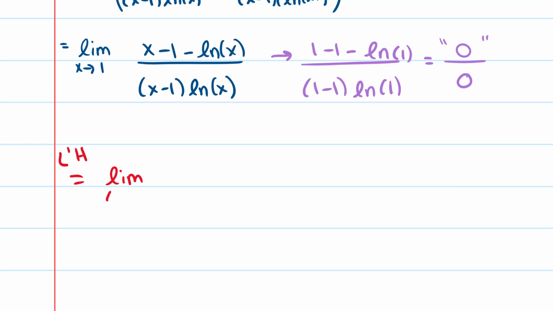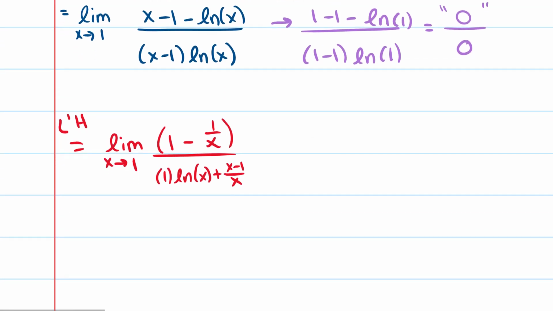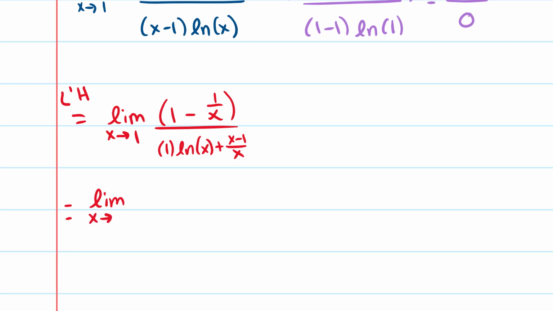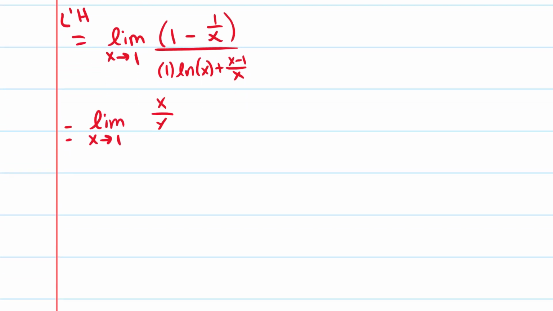And we're going to get the limit as x approaches 1 of the derivative of x is 1 minus the derivative of 1 is 0, and the derivative of ln of x is 1 over x. And then here we need to use the product rule. So it's the derivative of the first one, 1 times ln of x, plus the derivative of the second, so it's x minus 1 divided by x. Now just doing some simplifying, we get the limit as x approaches 1 of x over x minus 1 over x, all divided by x ln of x over x plus x minus 1 over x.